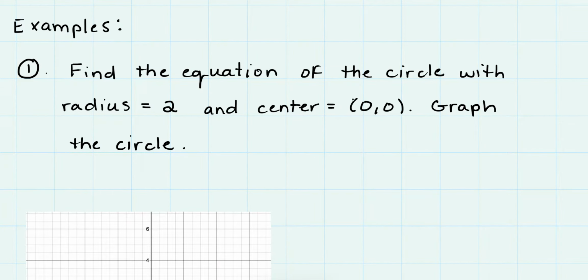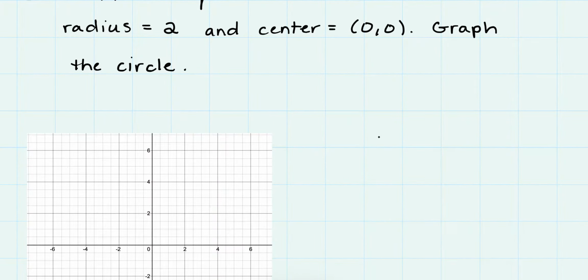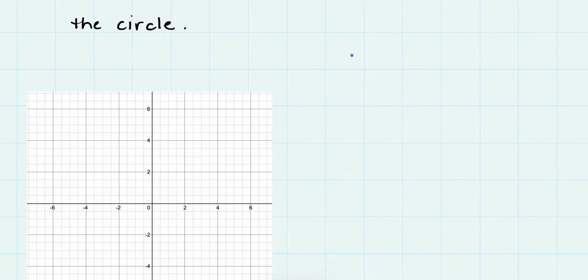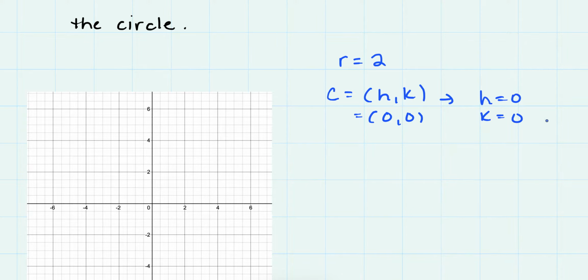Let's find the equation of the circle with a radius of 2 that is centered at the origin, (0, 0). Let's also graph the circle. Okay, let's write out the important information. Our radius r is equal to 2. Our center, which we label as (h, k), is the point (0, 0), which tells us that h is 0 and k is 0.